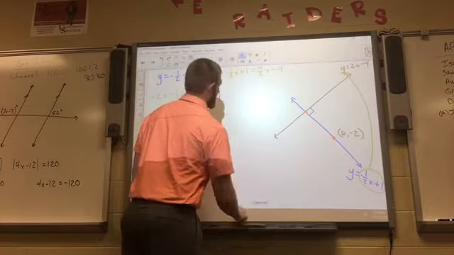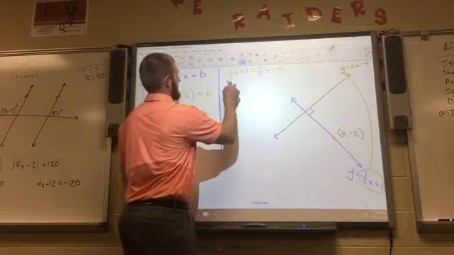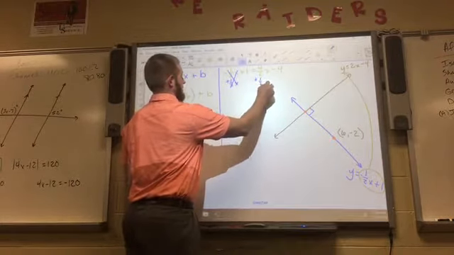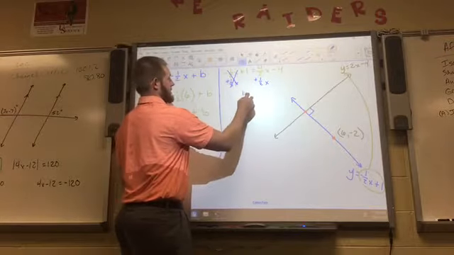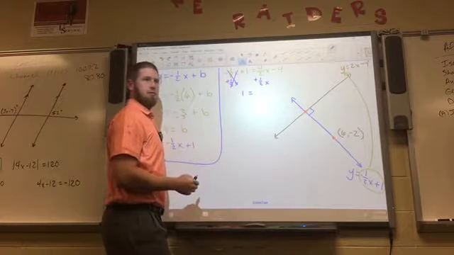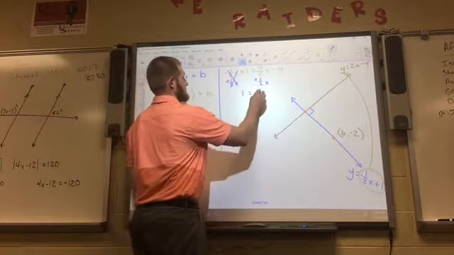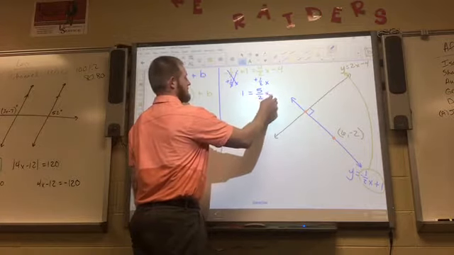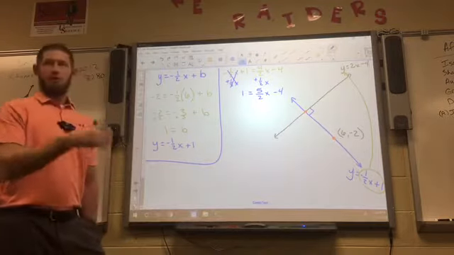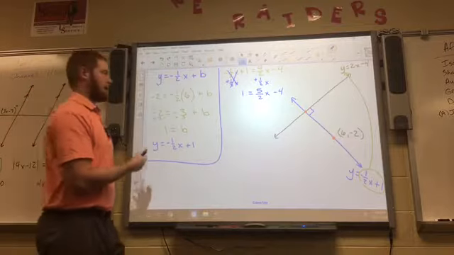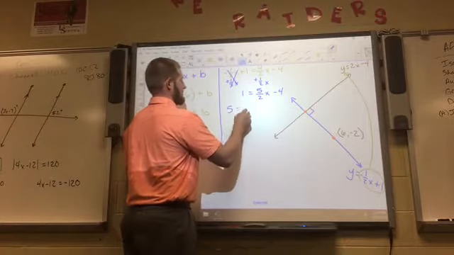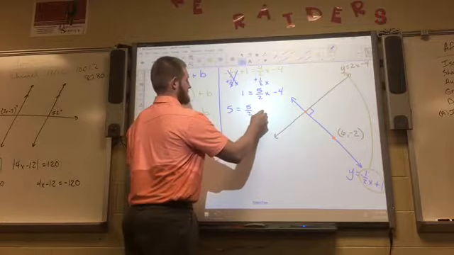So now, when I add the 1/2 x, that goes away, and I add the 1/2 x. On the left, I still have 1. But what is 4 halves plus 1/2? 5 over 2. 5 halves minus 4. Do I move my 4 by adding or subtracting? Adding. So I end up with 5 equals 5 halves x.